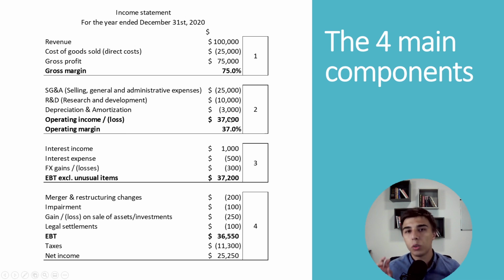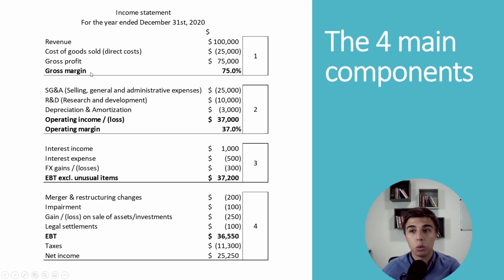Now, this part is very important because managers oftentimes have their targets and their bonuses based on this part, because everything that's above this line is something that they can control. They should be able to control the revenue. They should be able to sell more or reduce the costs, right?